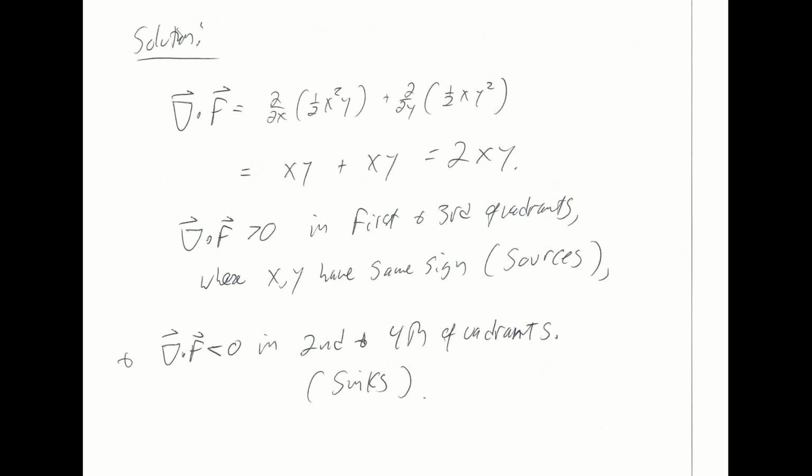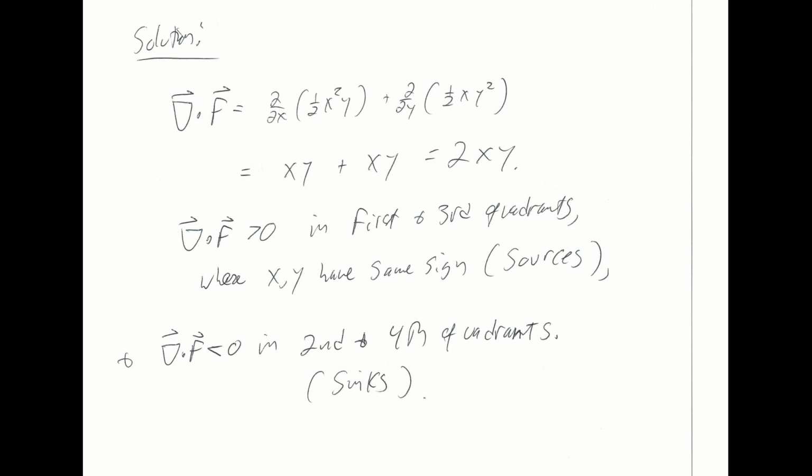Likewise, the divergence here is going to be negative if x and y have different signs, if one is positive and one is negative, and that happens in the second and the fourth quadrant. In the second quadrant, y is positive and x is negative. In the fourth quadrant, x is positive and y is negative. And so every point in the second or fourth quadrant, more specifically every point in the interior of the second or fourth quadrant, is going to be a sink for this vector field.